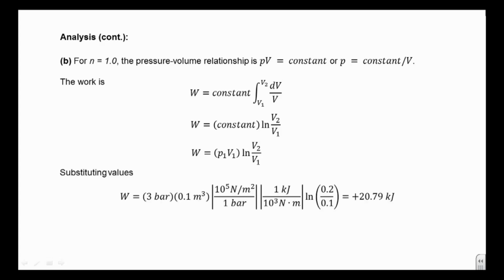By substituting the given values for the pressure and the volume, we can now numerically evaluate the expansion work as shown below. As mentioned in part A, we need to be careful with the required unit conversion needed to convert bars into Pascals and joules into kilojoules. This yields a value of W is equal to plus 20.79 kilojoules. This is the answer we were seeking for scenario B for n is equal to 1.